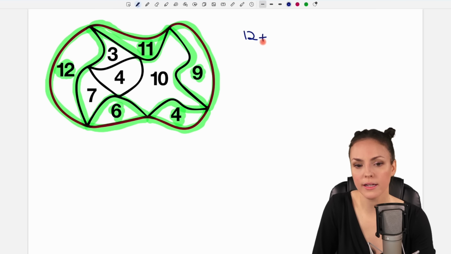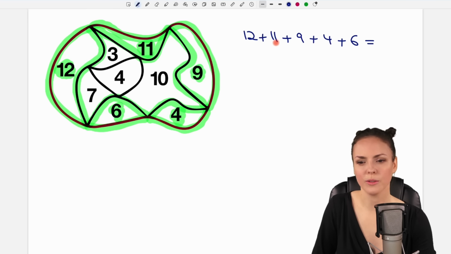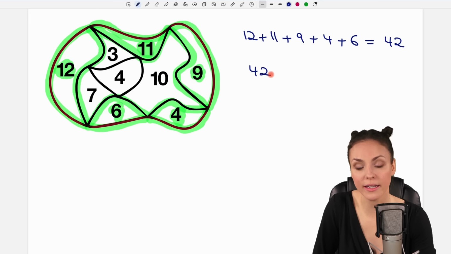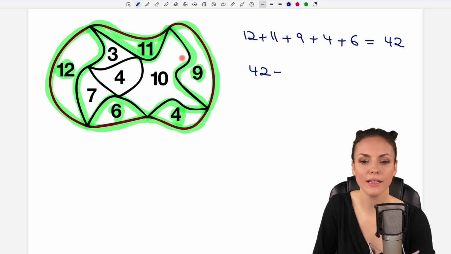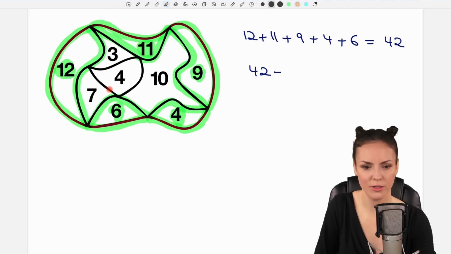12 plus 11 plus the 9 plus the 4 and then plus the 6. What do we get here? 12 plus 11 equals 23, plus 9, 32, plus the 10, 42. This is not our final result because we said it's too much. We don't want these inner green lines, but 42 is a beginning, and we want to subtract now the lengths of these inner green lines.